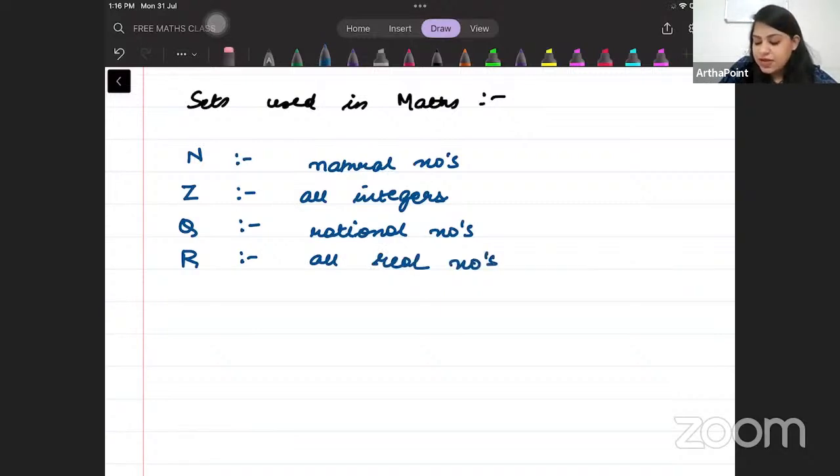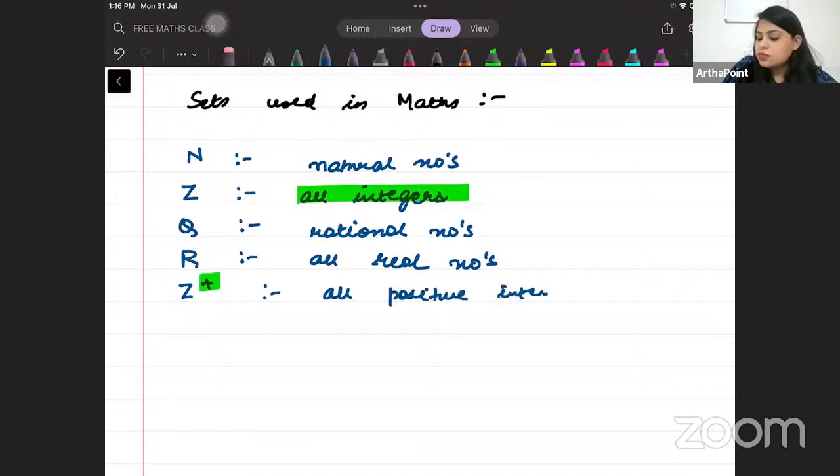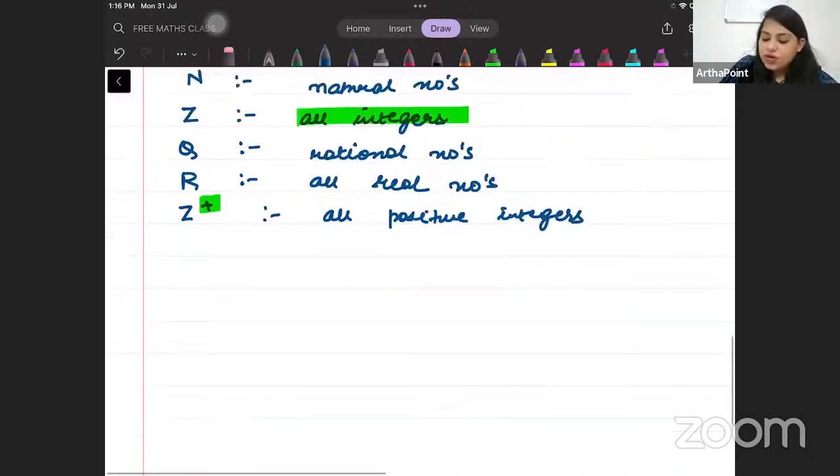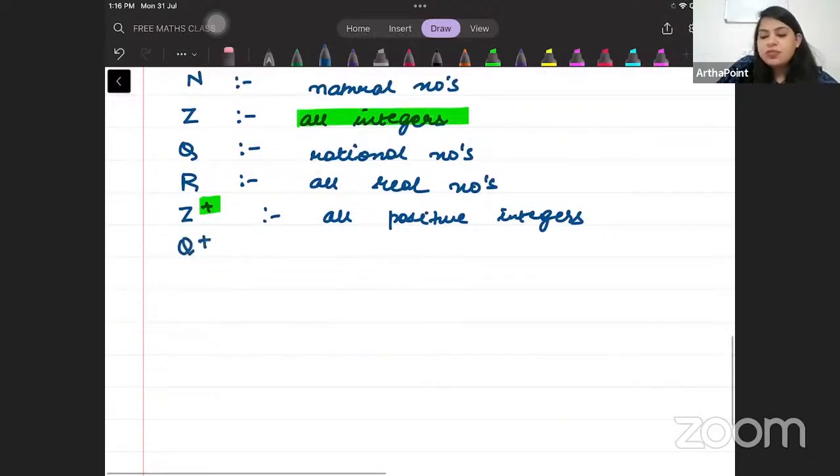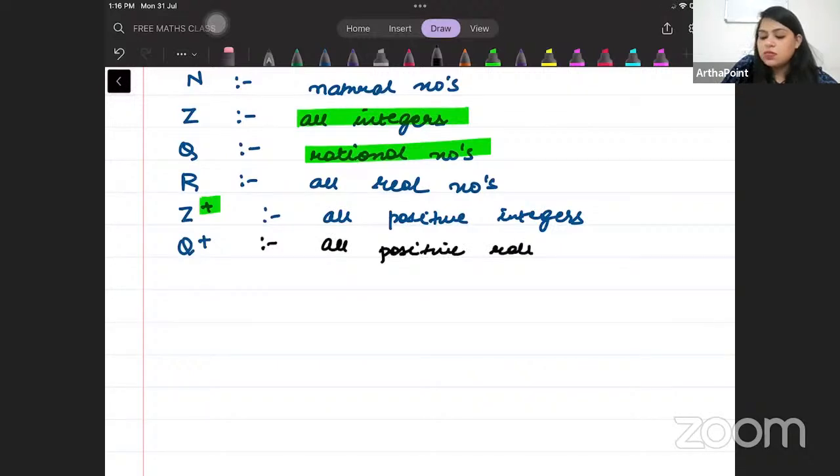Then the next is Z plus. Beta, look, Z is all integers. Now when I put a plus sign here, then Z plus is all positive integers. Then beta I have Q plus. So Q was all rational numbers. So Q plus, beta, is all positive rational numbers. Right? And R plus. So beta R was all real numbers. So R plus will be all positive real numbers.